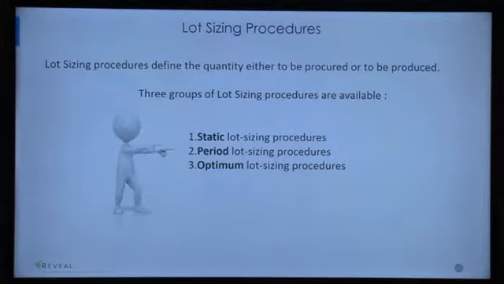Okay. Lot sizing, really important. It has a lot of effect on how these red line graphs look. So we'll talk about three lot sizing types: static, periodic, and optimum. Any thoughts? Static lot sizing. What do we think that is?